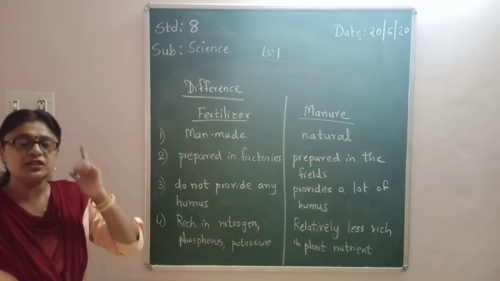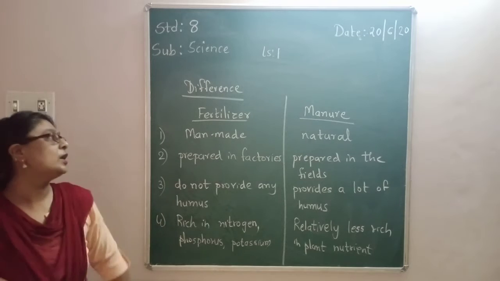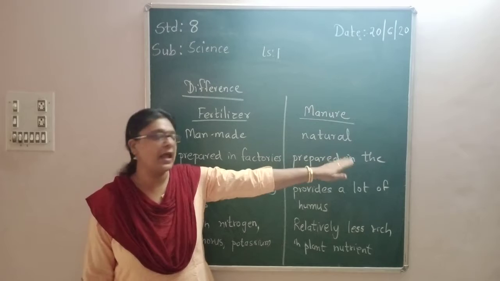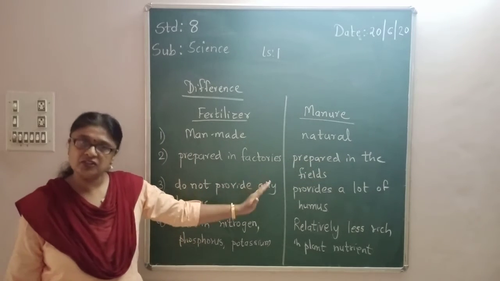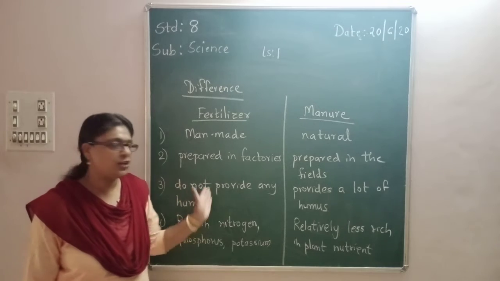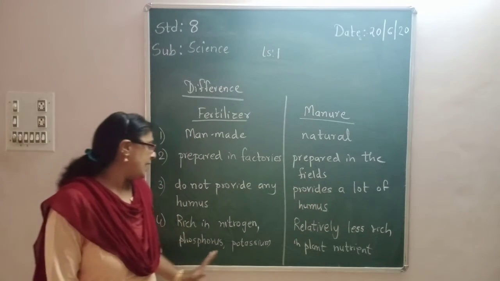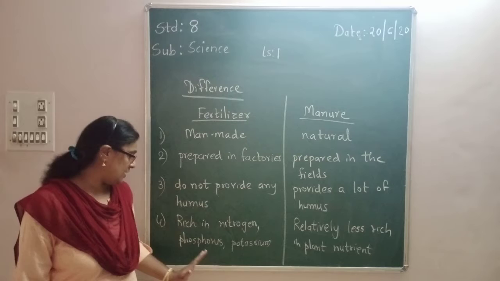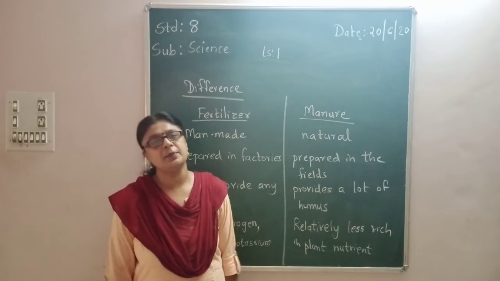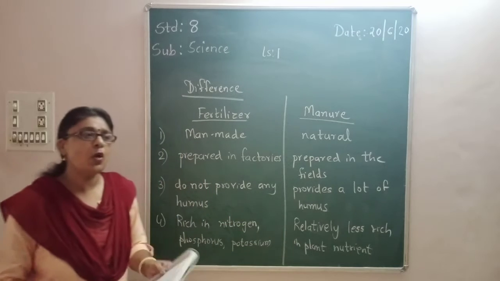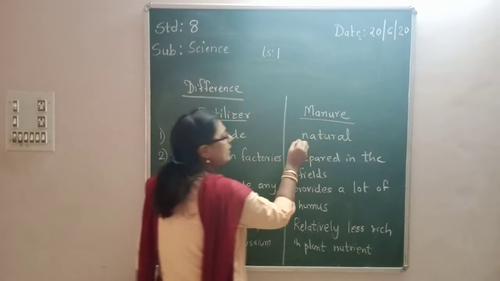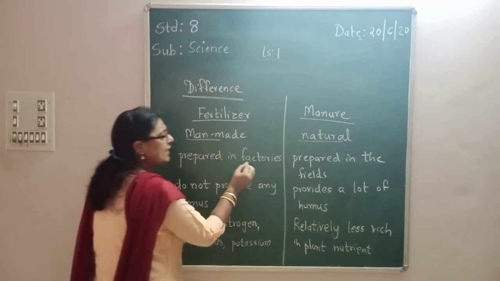In short, if you just want to remember the keywords: fertilizer is man-made, manure is natural. Fertilizer is prepared in factories, manure is prepared in the fields. Fertilizers don't provide humus, manure provides humus. And the last one: fertilizer is rich in nitrogen, phosphorus and potassium, and manure is relatively less rich in plant nutrients. So if you want to remember the differences, first remember the keywords: man-made, natural, right?